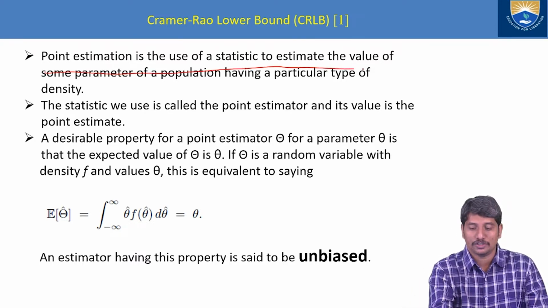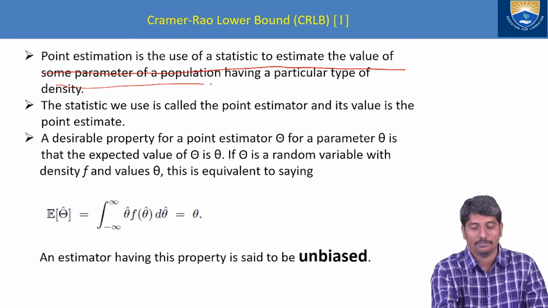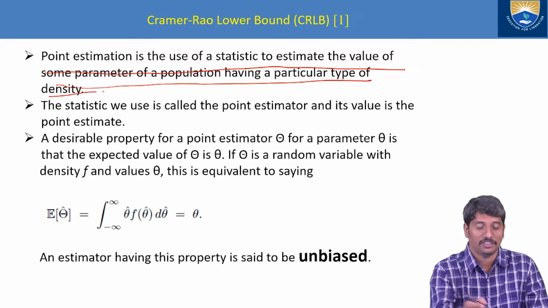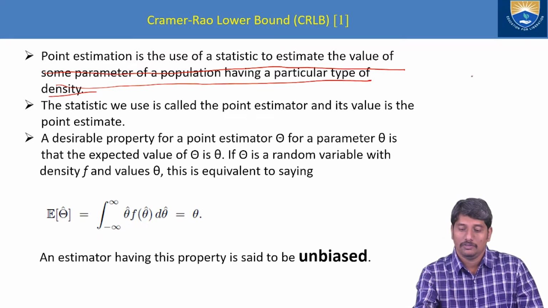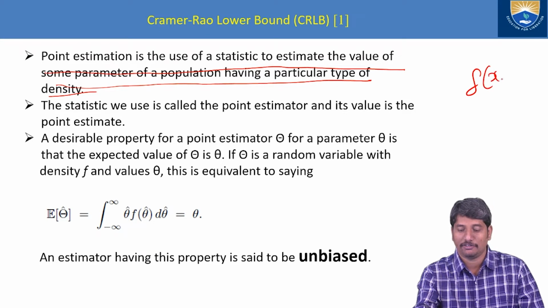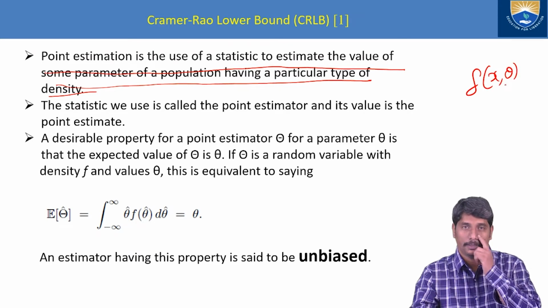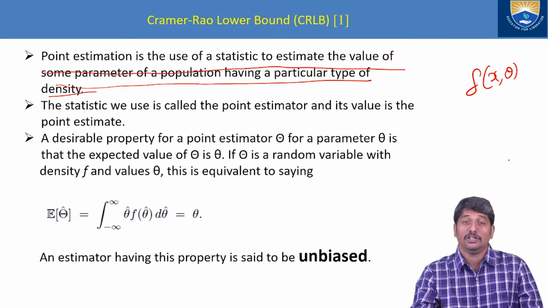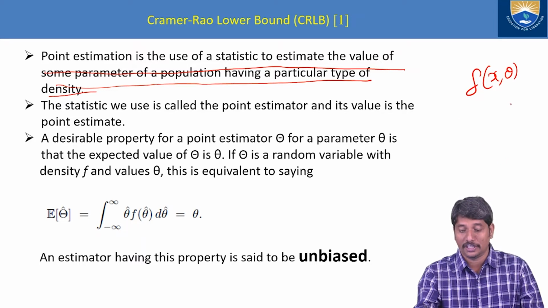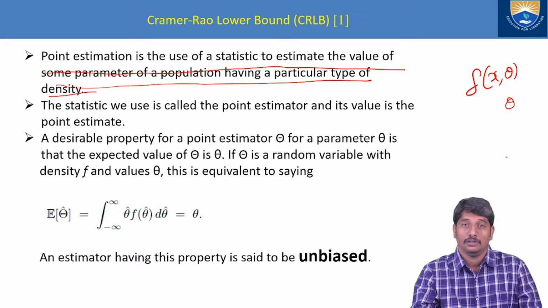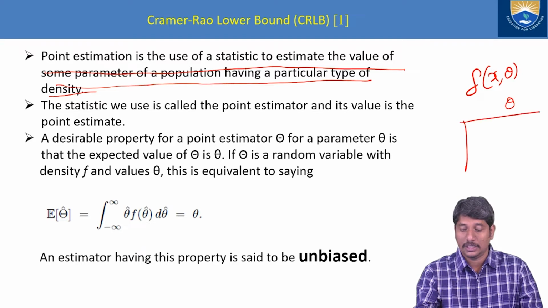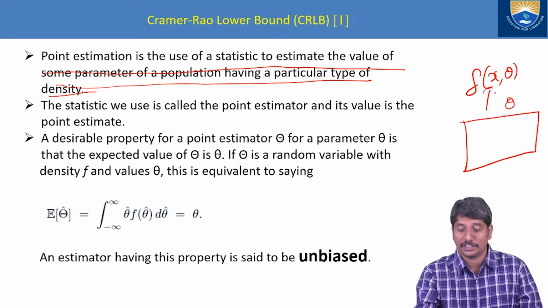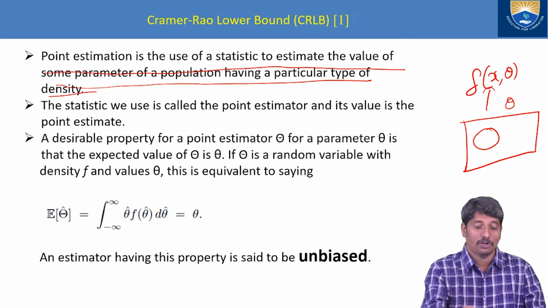the use of a statistic to estimate the value of some parameter of a population having a particular type of density. See, when you have a density function f of x comma theta, where theta is a parameter, definitely you'll try to estimate the value of theta, where theta is the parameter of the population which is following this density function. Okay, then you'll try to estimate this value based on a sample as a single number, which is called point estimation.